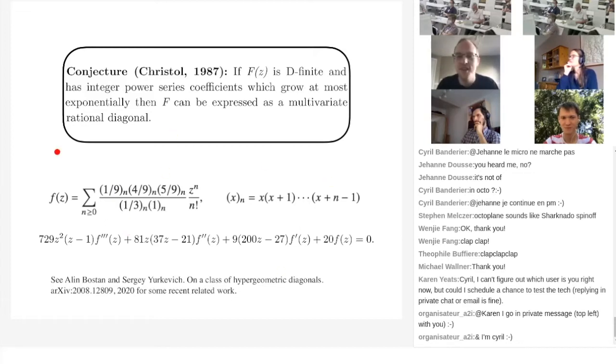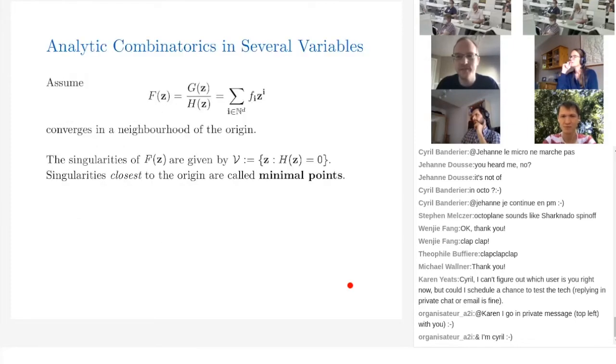And if you're interested in learning more about this, I would recommend that you ask Aline Bostan, because he's one of the experts on this right now. In particular, he has this recent work which looks at these kinds of questions that was posted on the arXiv a few months ago.